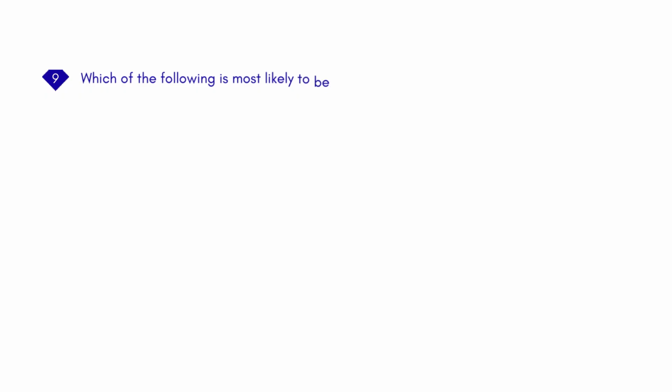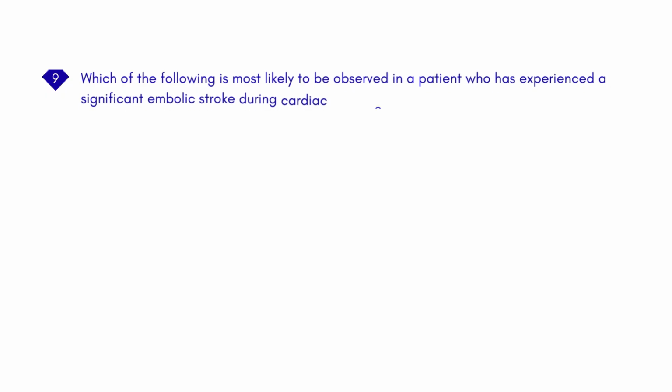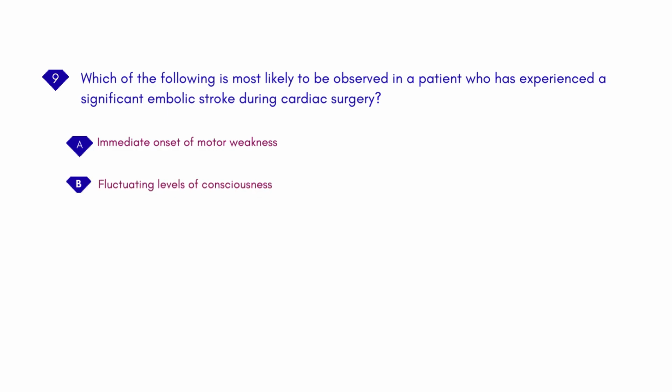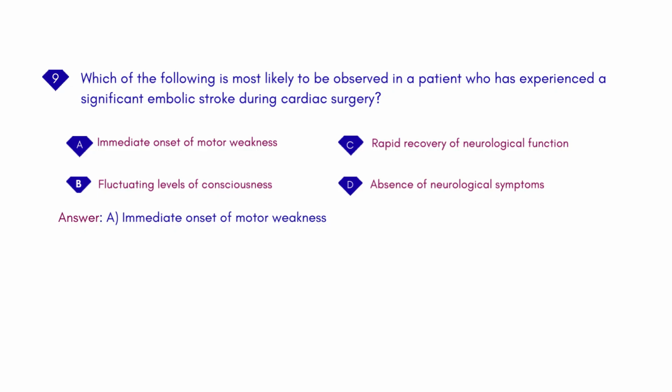Which of the following is most likely to be observed in a patient who has experienced a significant embolic stroke during cardiac surgery? A. Immediate onset of motor weakness. B. Fluctuating levels of consciousness. C. Rapid recovery of neurological function. D. Absence of neurological symptoms. Answer: A. Immediate onset of motor weakness.